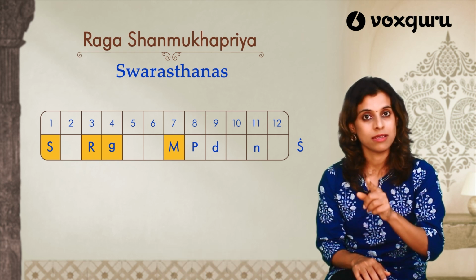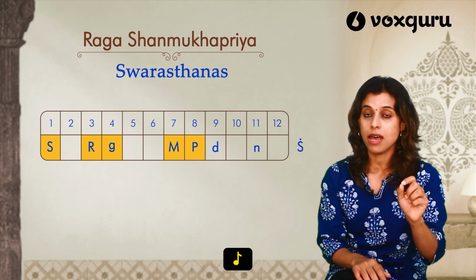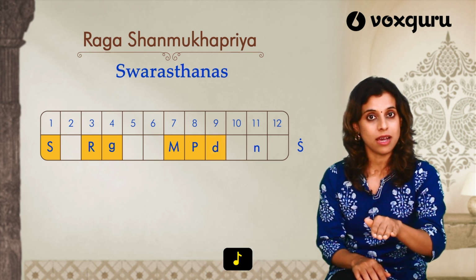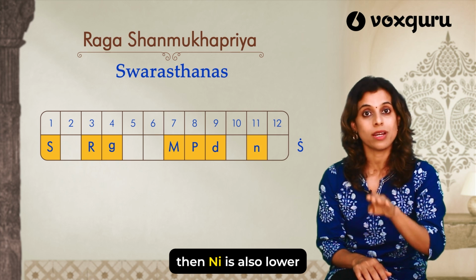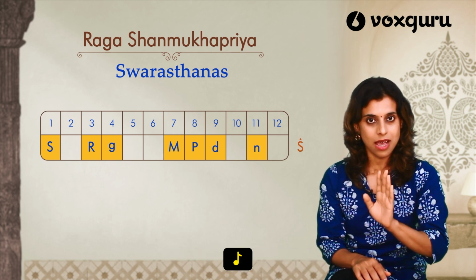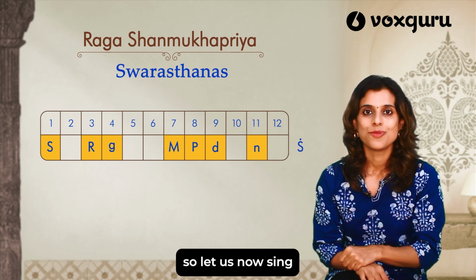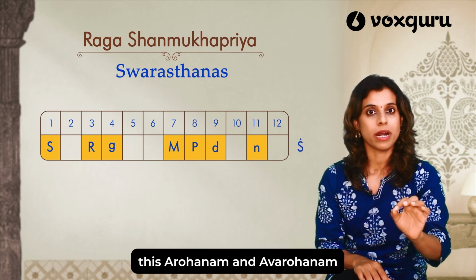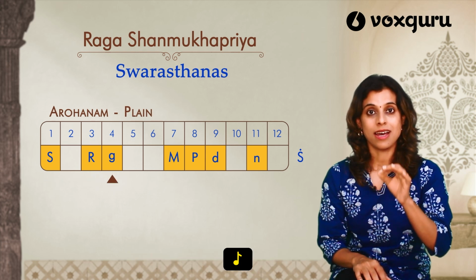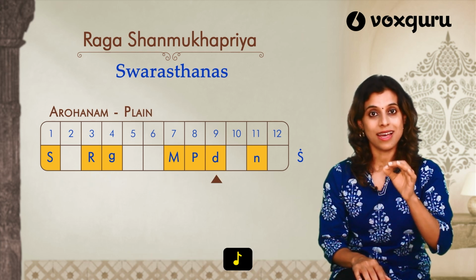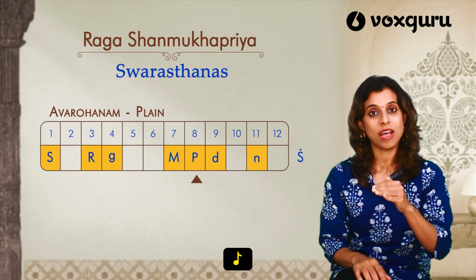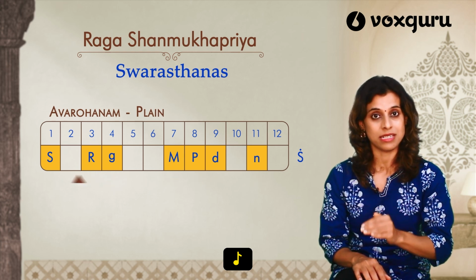Ma. Then pa, which is fixed. Pa. Then da, which is the lower. Da. Then ni is also lower. Ni. And then the upper sa. Sa. Okay. So let us now sing this Arohanam and Avarohanam with completely plain notes first. Sa ri ga ma pa da ni sa sa ni da pa ma ga ri sa.